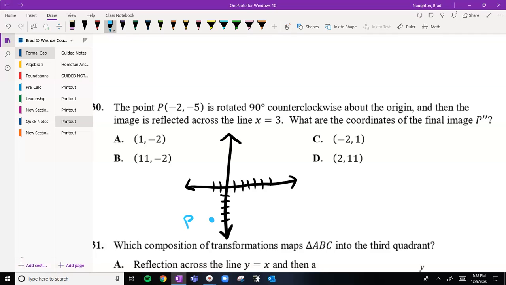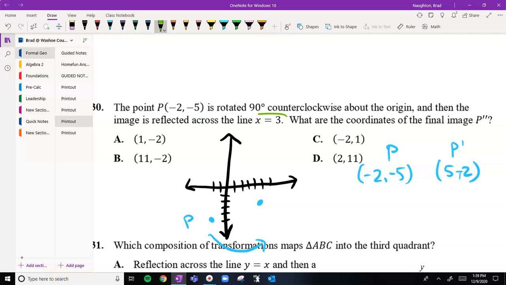So there's my point P. I'm going to rotate it counterclockwise, which means I'm going to go this way. So P at -2, -5. I'm going to switch it to become P 5, 2. And then in this quadrant number 4, your Y is negative and your X is positive. So this is going to be 5, 2. So 1, 2, 3, 4, 5, 2.